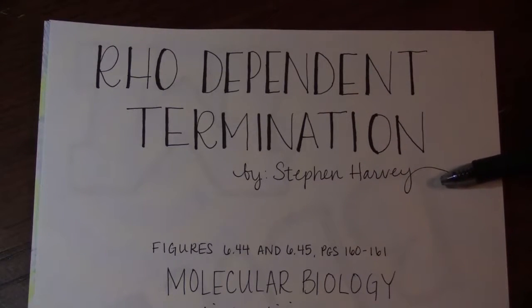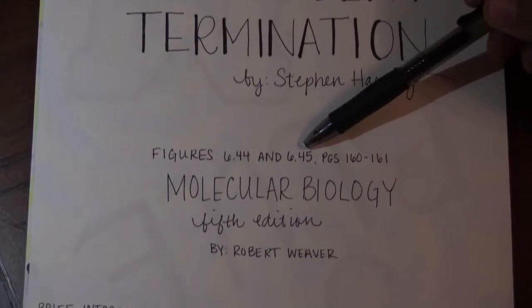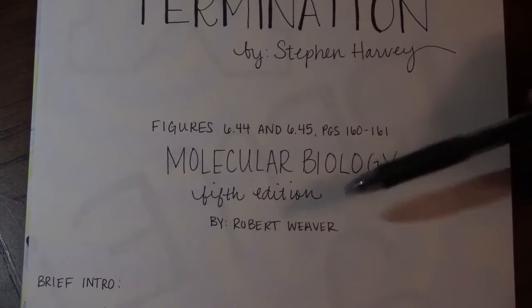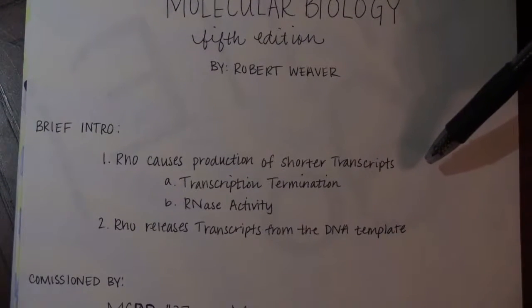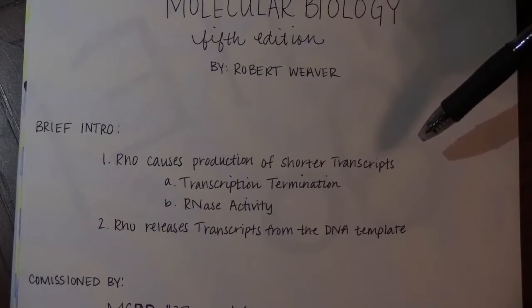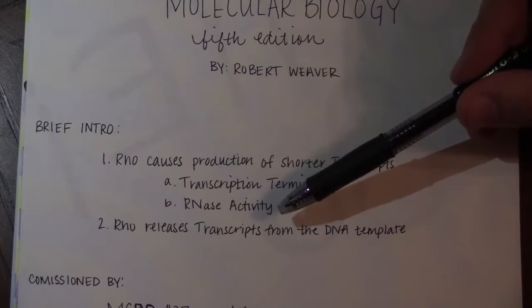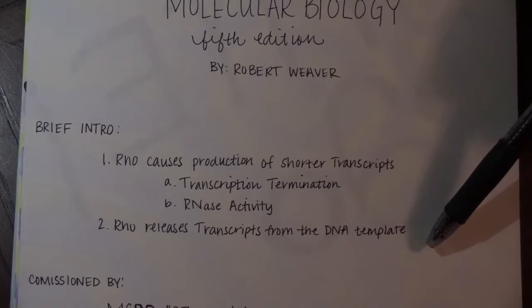I'm Stephen Harvey, and today I'll be explaining some of Jeffrey Roberts' 1969 experiments regarding aspects of Rho-dependent transcription termination, specifically regarding figures 6.44 and 6.45 from Robert Weaver's Molecular Biology, 5th edition. First, we'll address Rho's ability to produce shorter transcripts by either transcription termination or RNase activity. And then we'll see evidence that illustrates whether Rho releases transcripts from the DNA template.